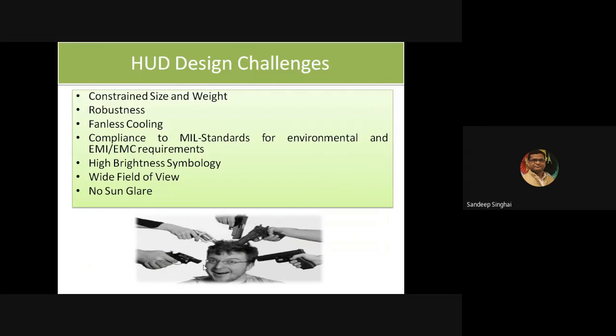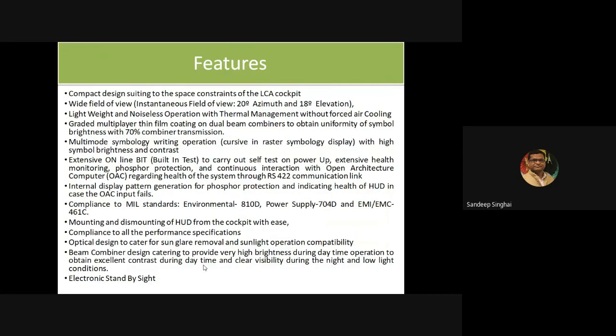Sun glare is when the sun is at the top. It might make the head screen glow like the sun. So we have compensated with some design changes at the mechanical level, as well as introducing some sun guard plate. I think these are the various features which we will consider later on. Compact design suiting the LCA cockpit as well as the HJT cockpit.